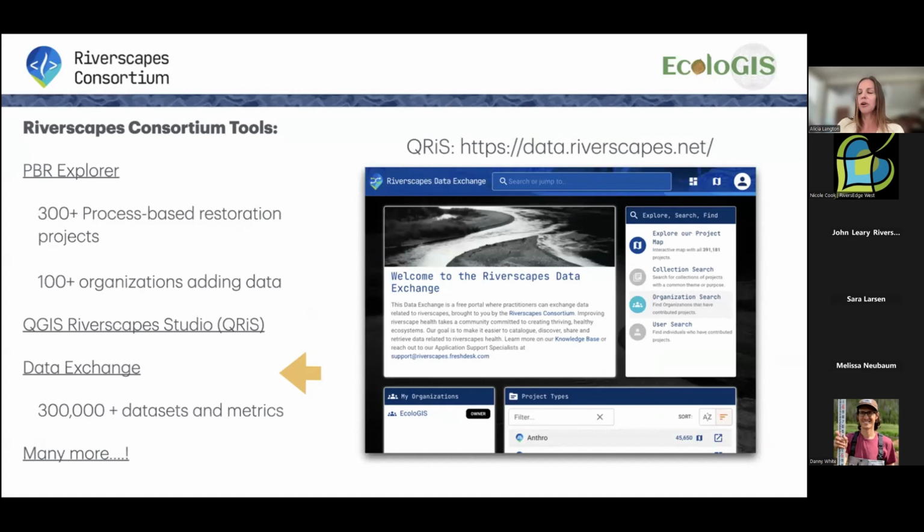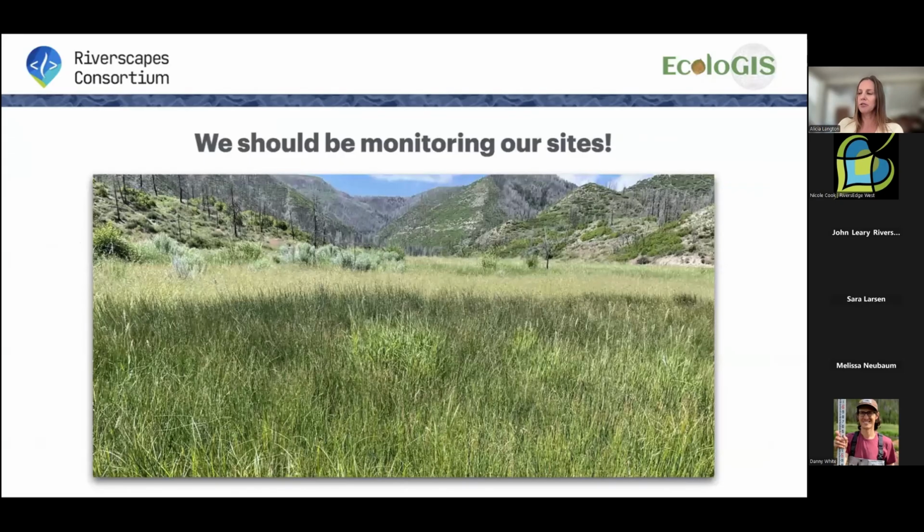And gosh, there are so many other Riverscapes Consortium tools that you can explore on their website, and I highly recommend it. Okay, so here's my shameless plug that we should be monitoring our sites pre and post restoration to detect system-wide changes and then adaptively manage them. Of course, monitoring using field-based, drone or satellite imagery have their own advantages and disadvantages, just like Sara talked about with satellite evapotranspiration, for example.